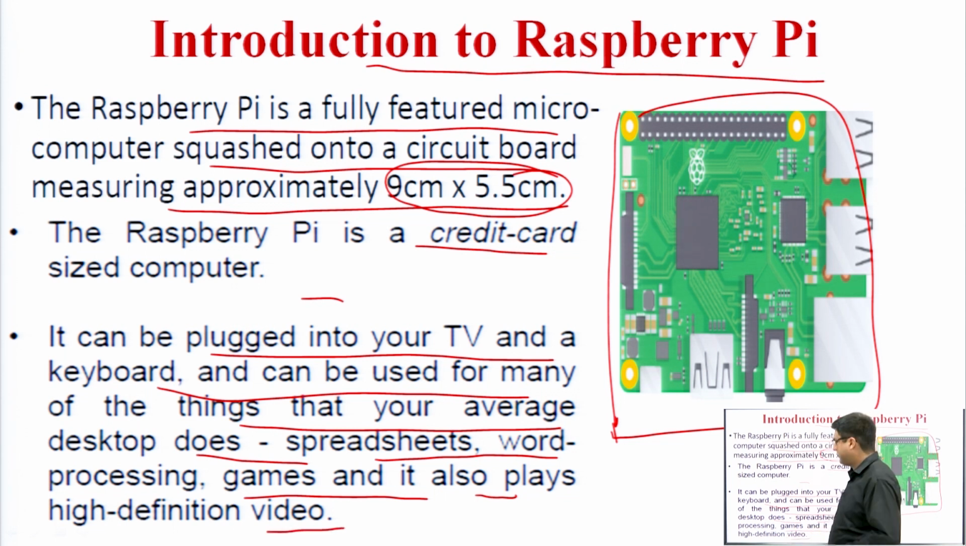So, we can say that our Raspberry Pi can be plugged into a TV, and through a keyboard you can do many functions. You can use your TV like an average desktop. For spreadsheets, word processing, games, high definition video can be played by using the TV. So, this is the main advantage of Raspberry Pi. This is the picture of the Raspberry Pi. It looks like this.